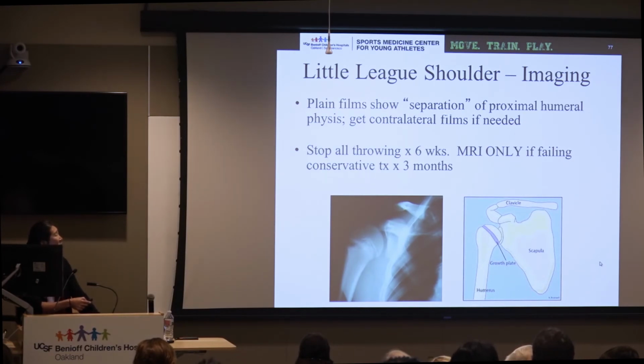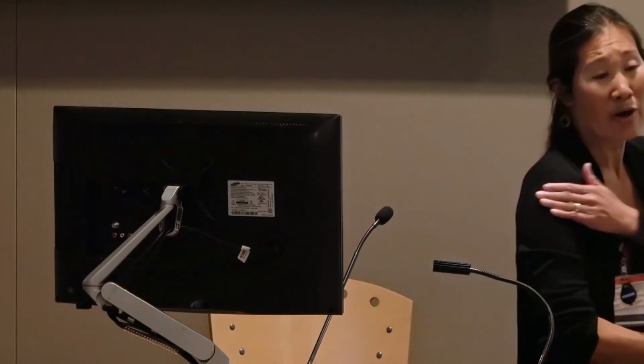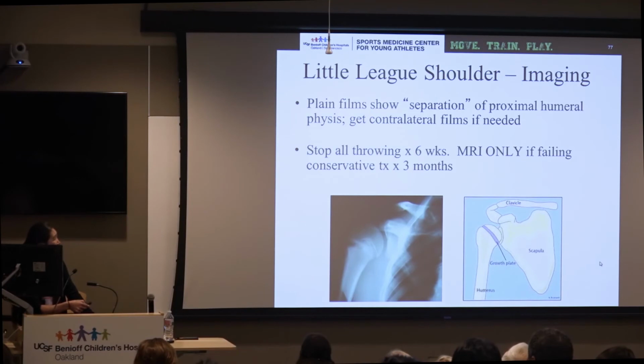But the thing is, sometimes you don't see a separation, but it hurts right here. And you can poke on it, and it hurts. So please, that's a Salter-Harris grade 1, right? Type 1. So stop all throwing, MRI only if failing conservative treatment in 3 months. That's typically what I do. But they've got to stop all throwing for 6 weeks, and you've got to tell them that. And basketball playing and doing anything overhead.